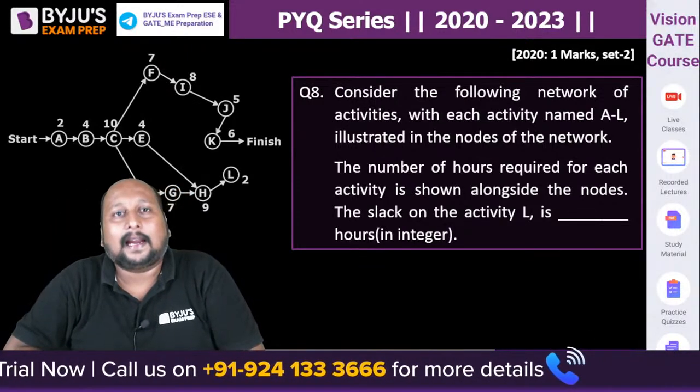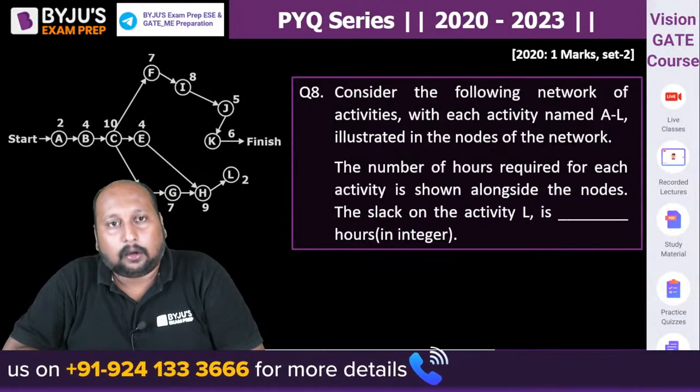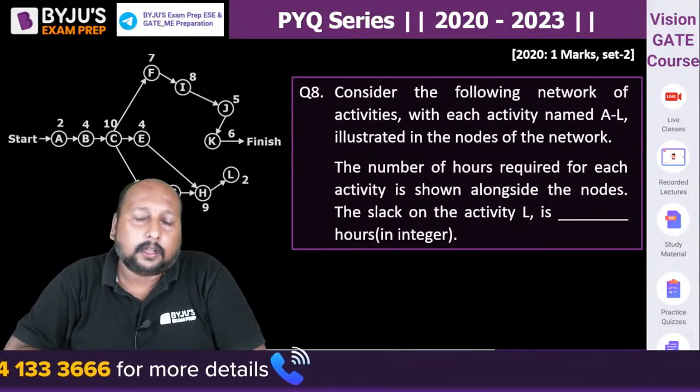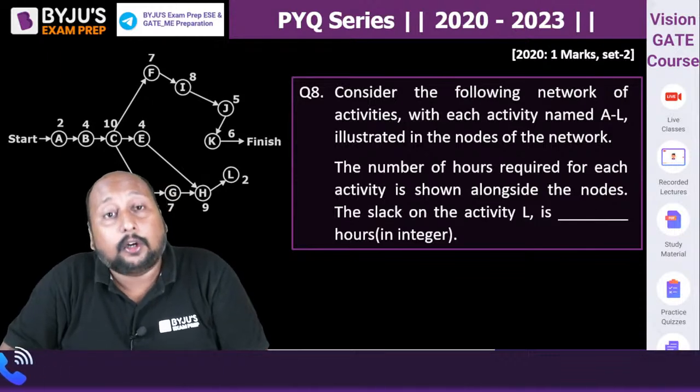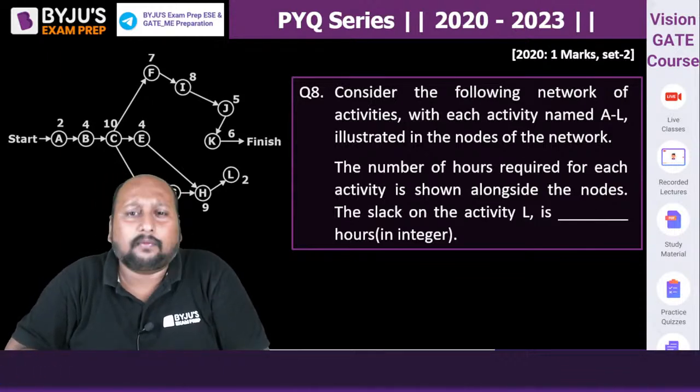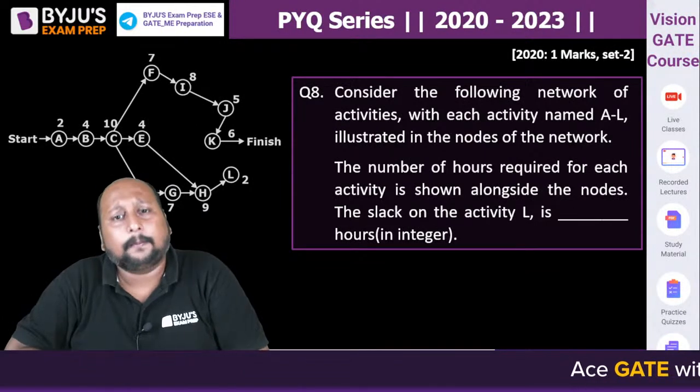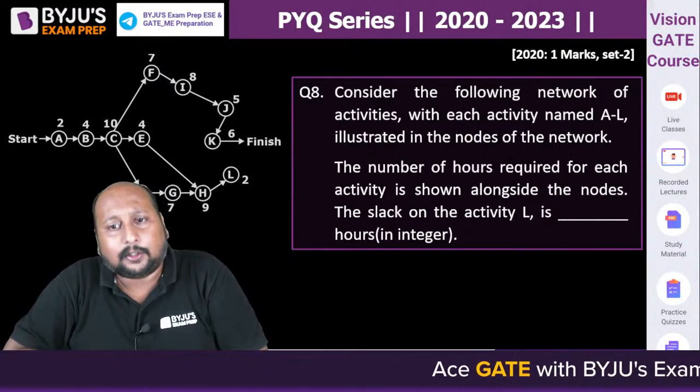Normally we are having activity on arrow, or event on node, but here the activity is on node. So this is where a lot of students get confused. So let's try to clarify. The number of hours required for each activity is shown alongside the nodes.